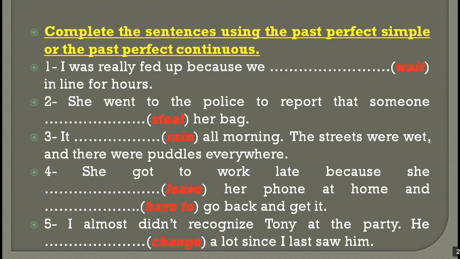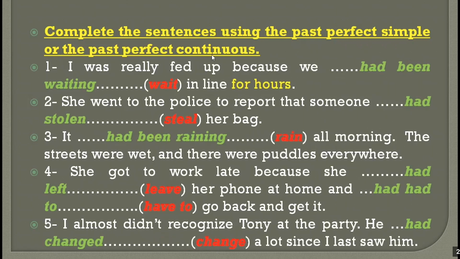Let's take a look at the right answers. I was really fed up because we had been waiting in line for hours. Because you have the expression for hours, then use the past perfect continuous. She went to the police to report that someone had stolen her bag, past perfect simple. It had been raining all morning. It's a long period, so use the past perfect continuous.